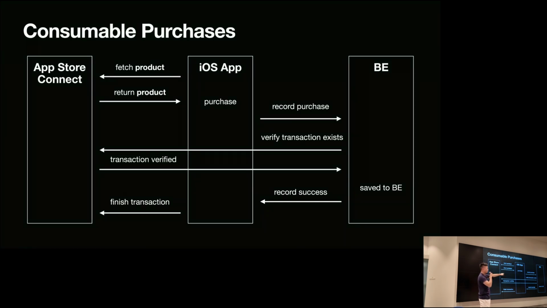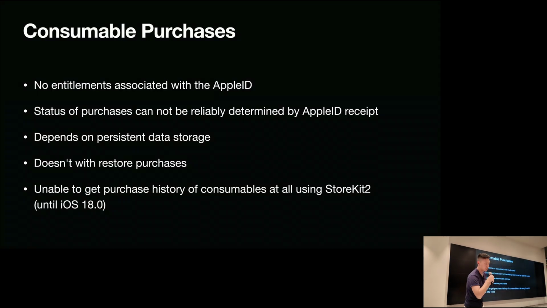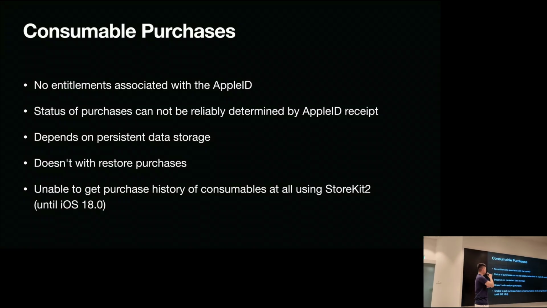So in this record purchase API, we typically send the transaction ID of a successful consumable purchase. And then with that transaction ID, the backend will verify it with the Apple server. Once the Apple server verifies that the transaction exists and is valid, then we can save it to the backend, and maybe in our backend, grant the user the 500 gems for each purchase. And we record success, and the iOS app can finish the transaction. So these are the key summaries for consumable purchases.